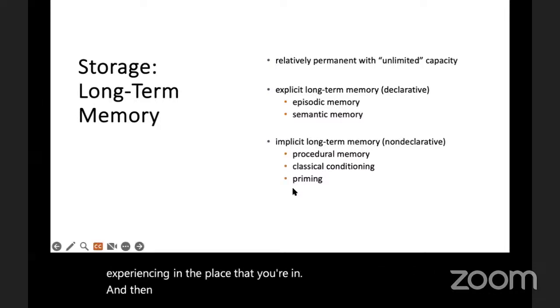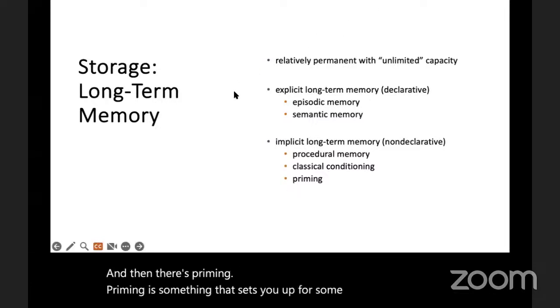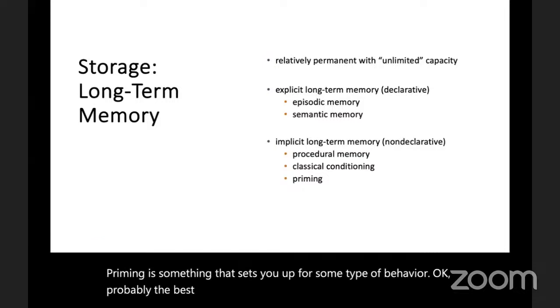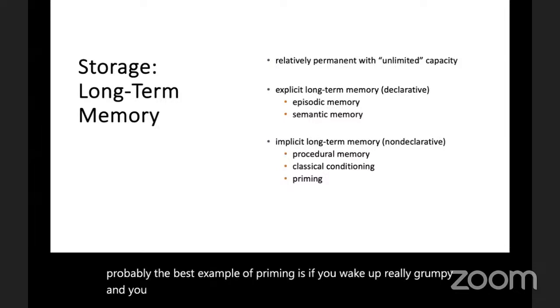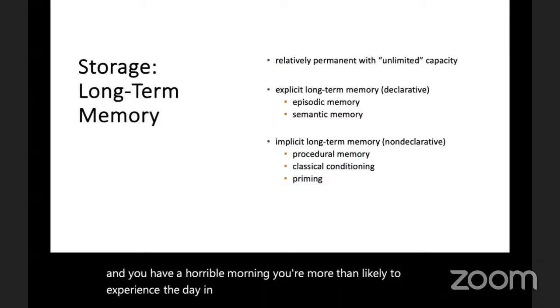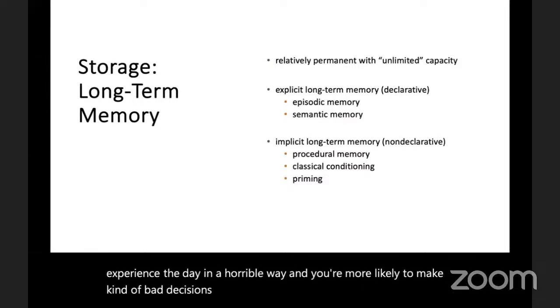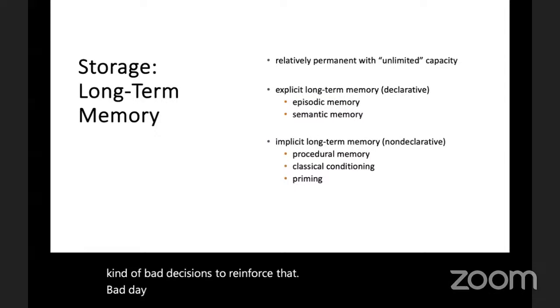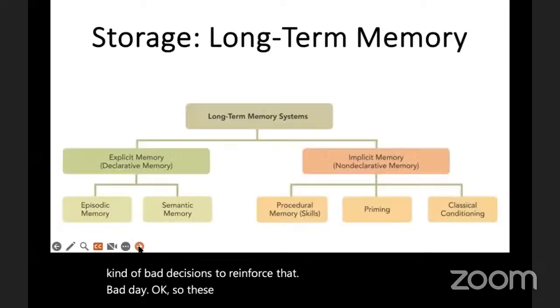And then there's priming. Priming is something that sets you up for some type of behavior, okay? Probably the best example of priming is if you wake up really grumpy and you have a horrible morning, you're more than likely to experience the day in a horrible way, and you're more likely to make kind of bad decisions to reinforce that bad day. Okay. So these are the types.